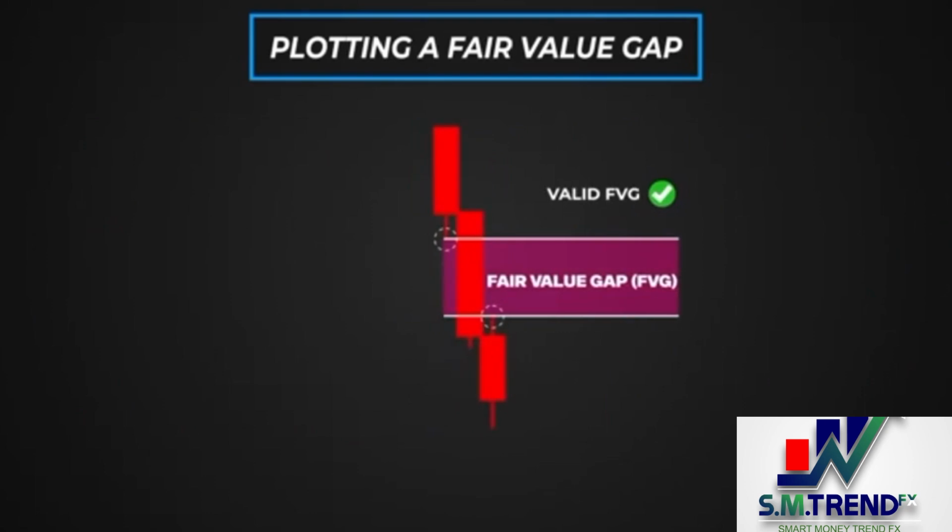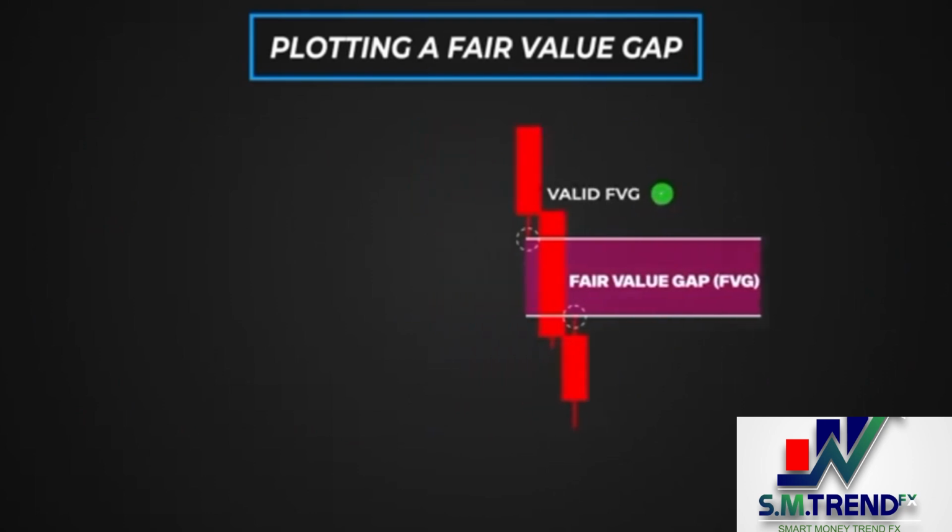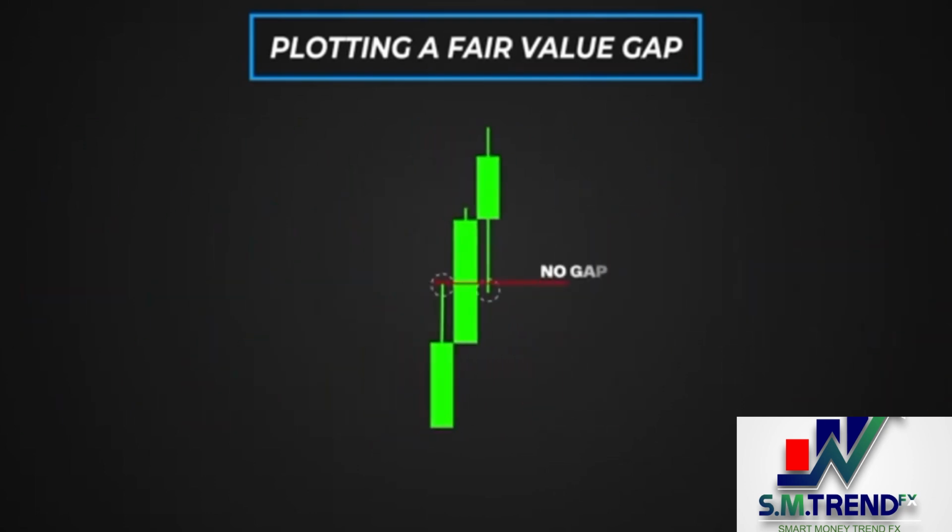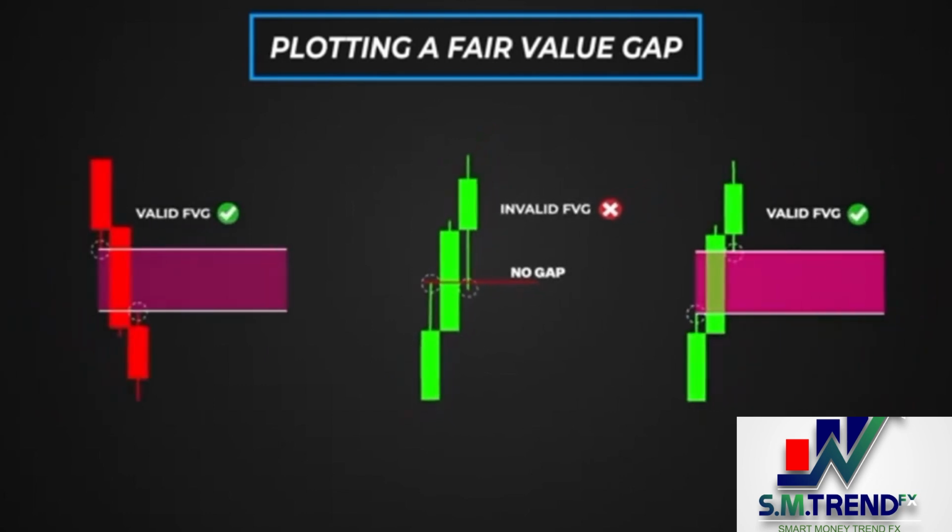This concept also applies to the bearish setups. Remember, if there's no gap between the high of the first candle and the low of the third candle, then there is no fair value gap, regardless of how large the second candle is. Alright, so now you know how to spot and draw a fair value gap. However, as I mentioned earlier, not all fair value gaps are equal. Some have a much higher chance of giving you a profitable trade.